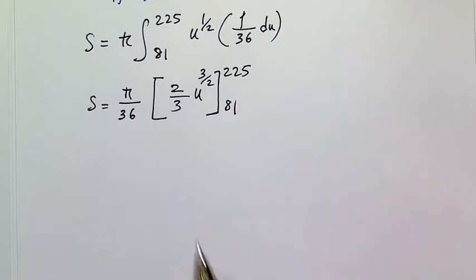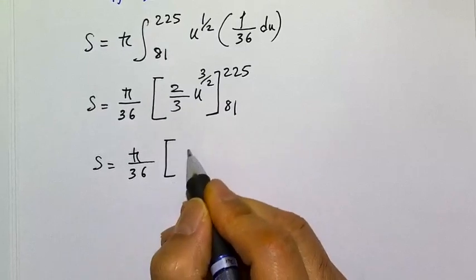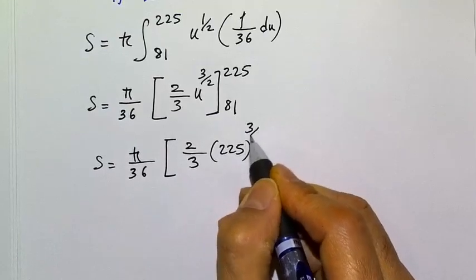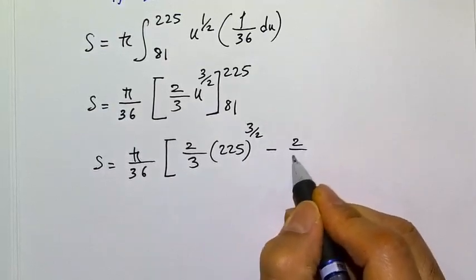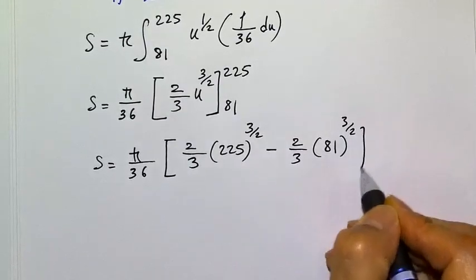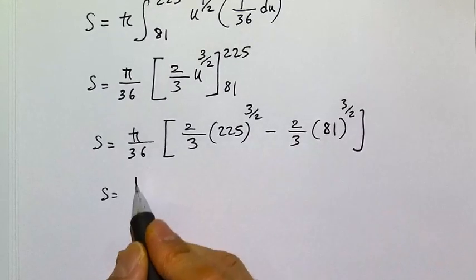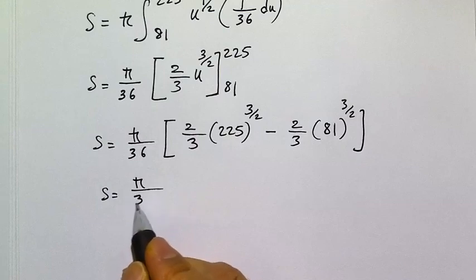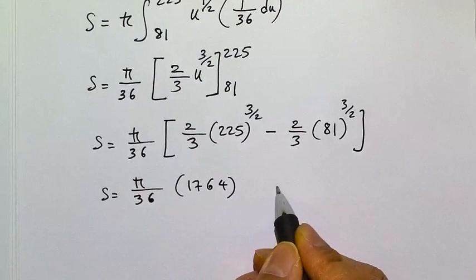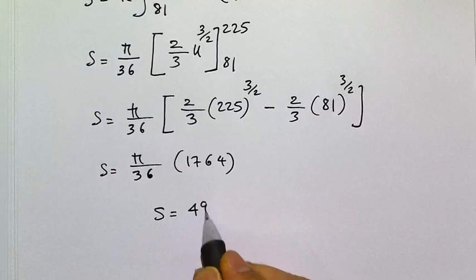So then we have s equals 2/3 times 225 to the 3/2 power minus 2/3 times 81 to the 3/2 power. What I ended up with was pi over 36 times 1764, and that will lead to 49 pi.